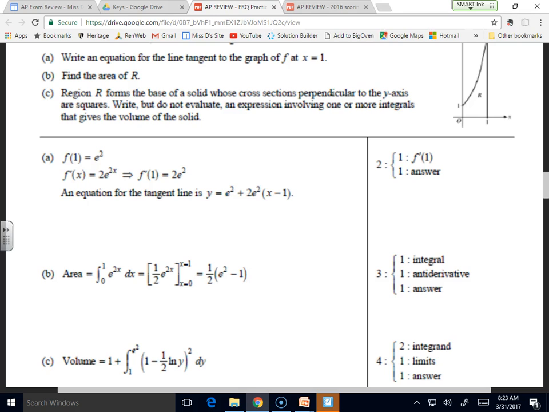I don't know if you've gotten that yet. For the circular cross sections, you need pi r squared. For squares, volume, cross section squares, you need s squared. For semicircles, 1/2 pi r squared. Watch out.